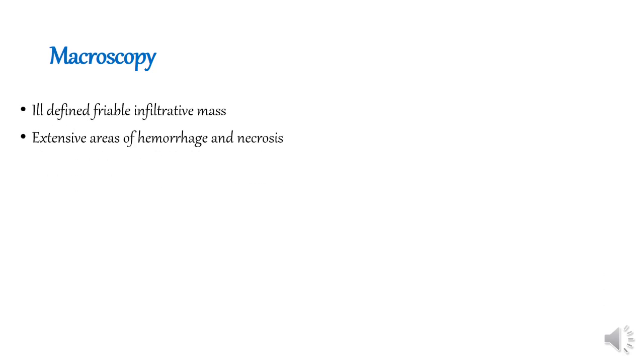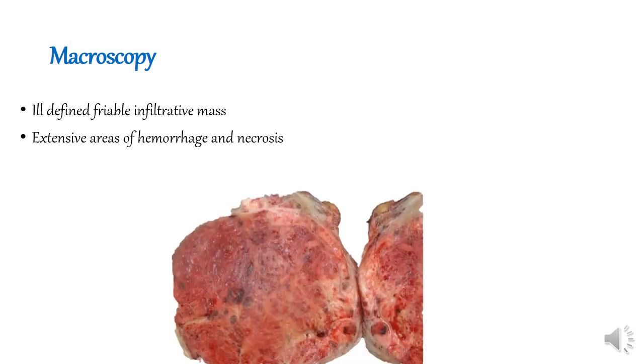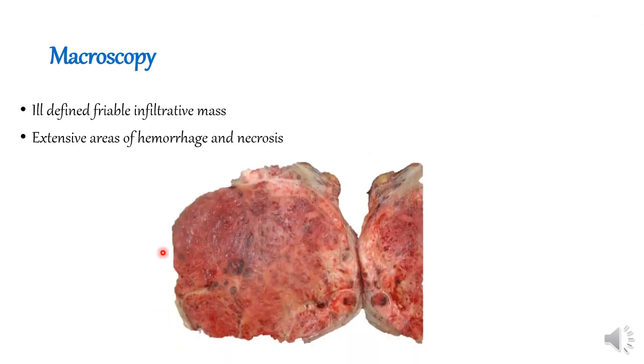Then macroscopically it does presents as ill-defined friable mass with large areas of necrosis and hemorrhage. Here you can see the hemorrhagic mass. This is the uterine wall, and here you can see the large hemorrhagic mass, and here you can see the necrotic area.